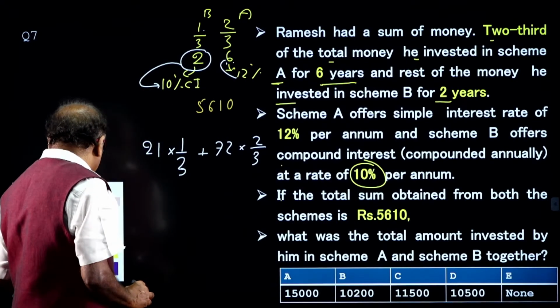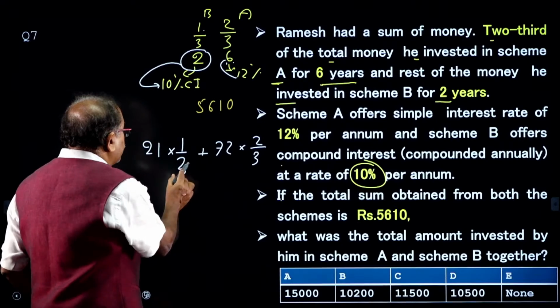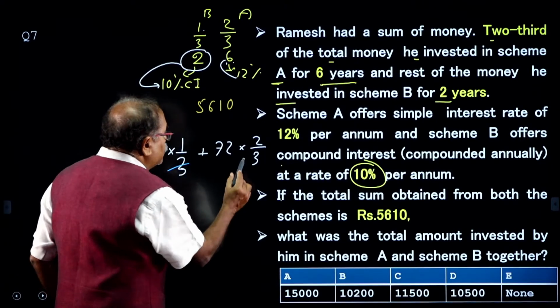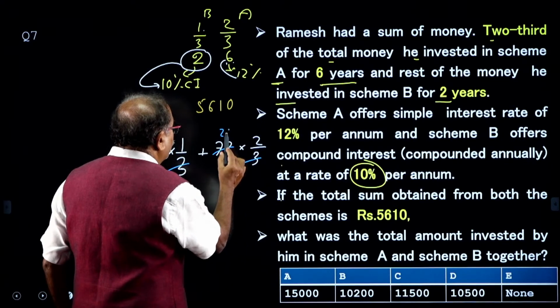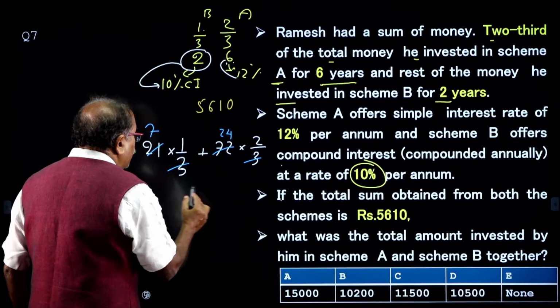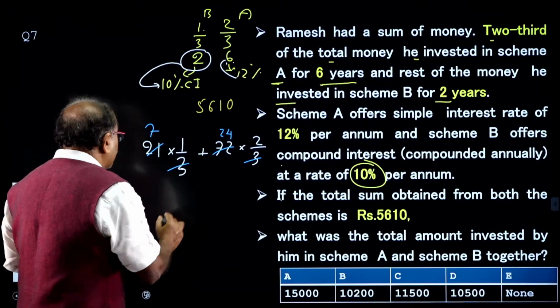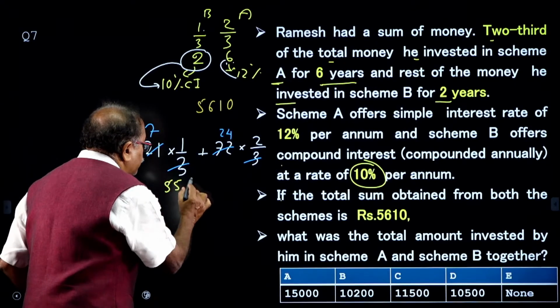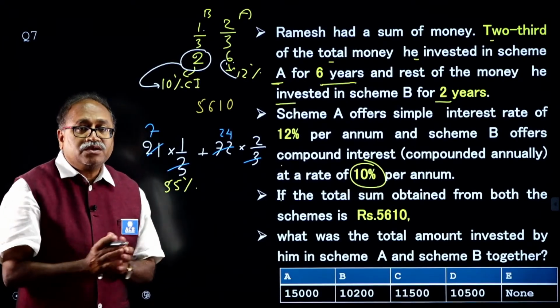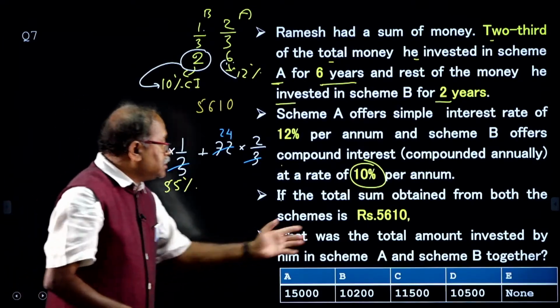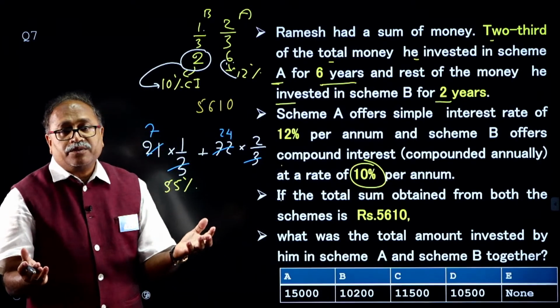What is this total percentage? Let me cancel this part. Here it is 7, and here it gets cancelled, 24, 48, 55. So, overall we are getting 55%. If 55% is equal to this much, what is 100%?